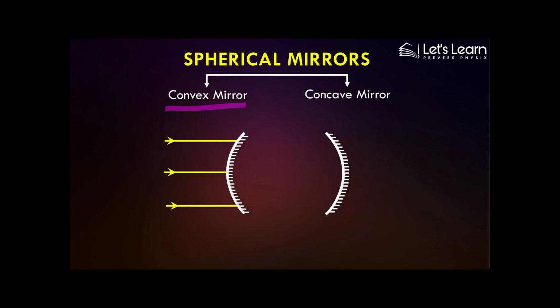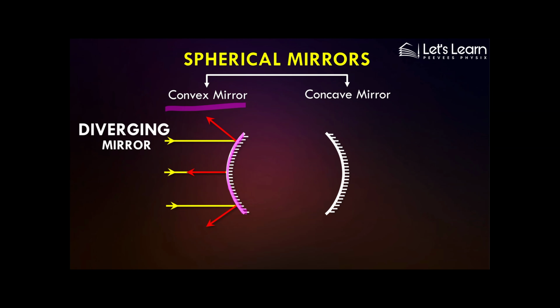Look at this. Parallel rays fall on a convex mirror. What happens? You can see the reflecting surface is kind of diverging type. The reflected rays are also diverging. So another name for the convex mirror is diverging mirror. Why is it called a diverging mirror?